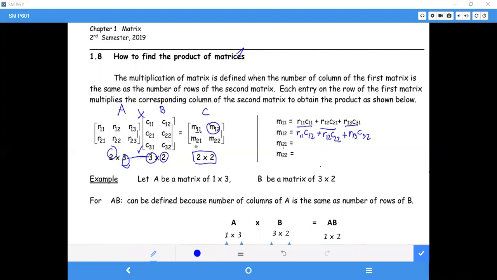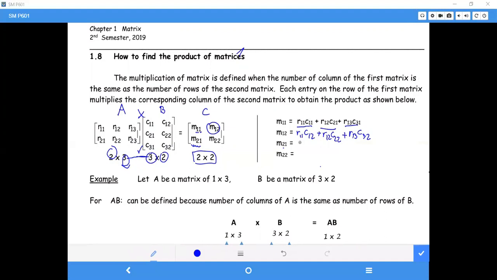So let's go a little bit more, so you get more of it. You can see it clearer. M21 is at row number 2, column number 1. So what you do, you have to multiply row number 2 with column number 1 there. Then you are going to have R21 multiplied with C11, and added with R22 multiplied with C21, R23 multiplied with C31. And all of them you will add together.